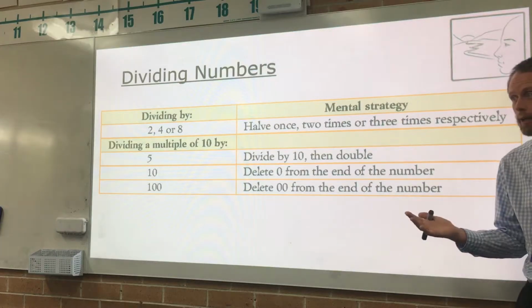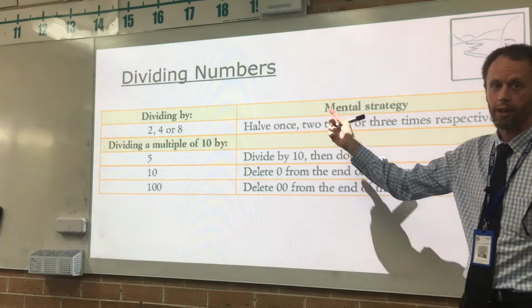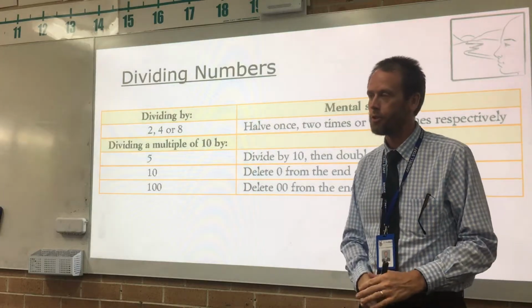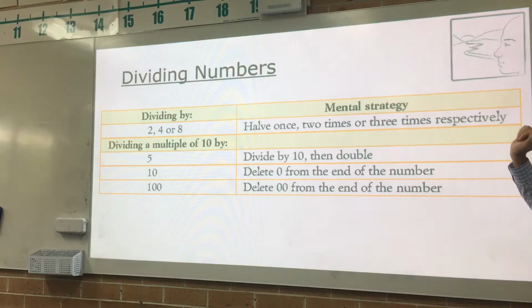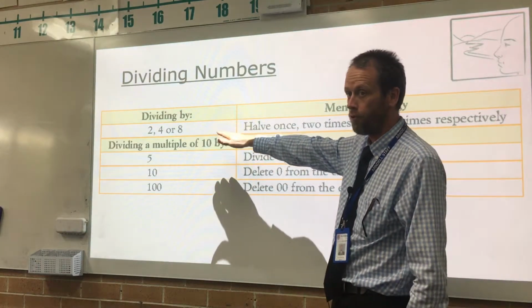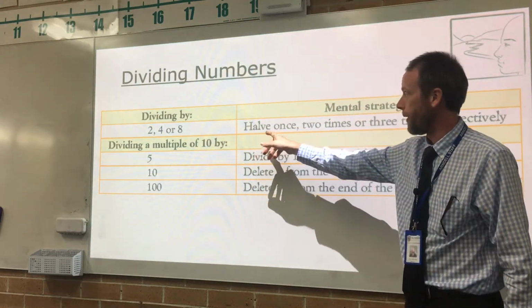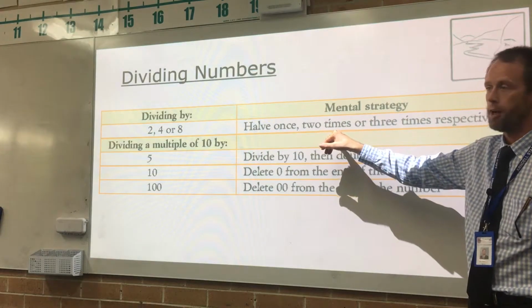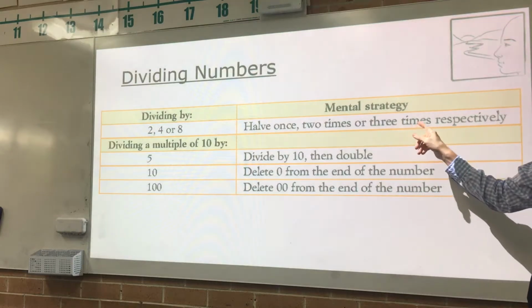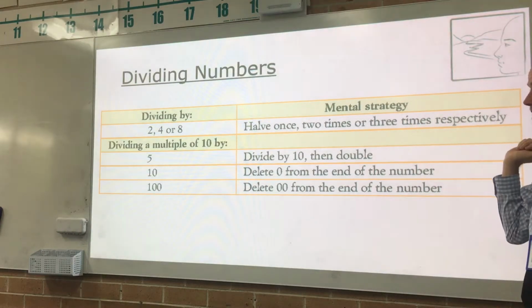Year 7, this morning we looked at multiplying numbers. This afternoon, dividing numbers. And if you look at this table, it's very similar, isn't it? When we're dividing by 2, 4 or 8, we're halving the number once for 2, halving it 2 times for 4, or 3 times for 8.